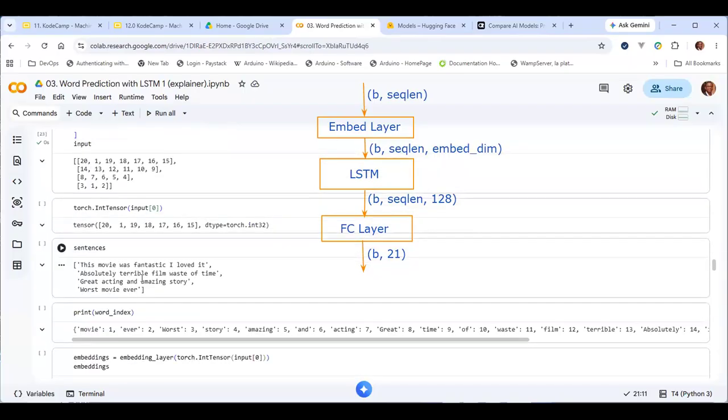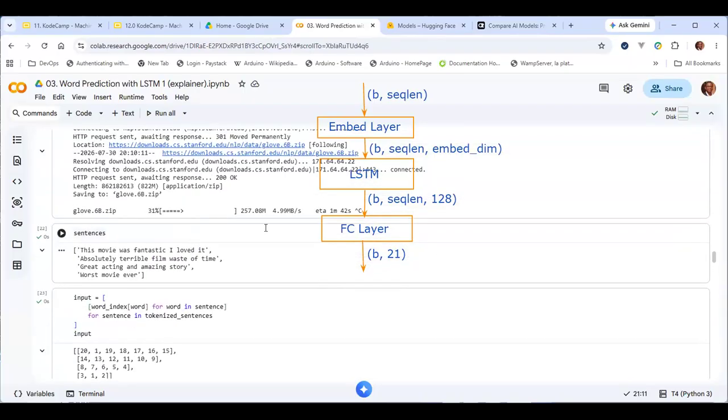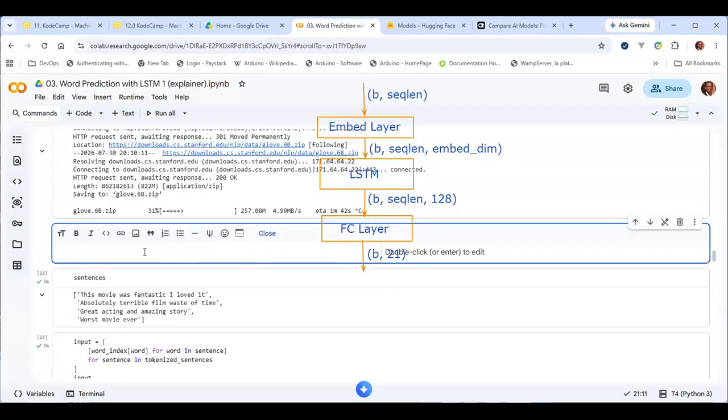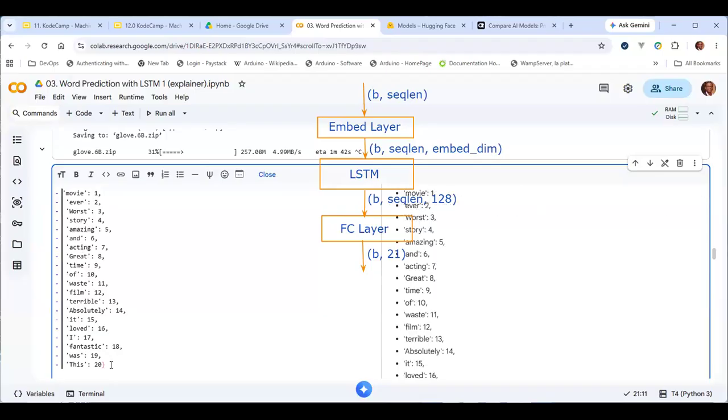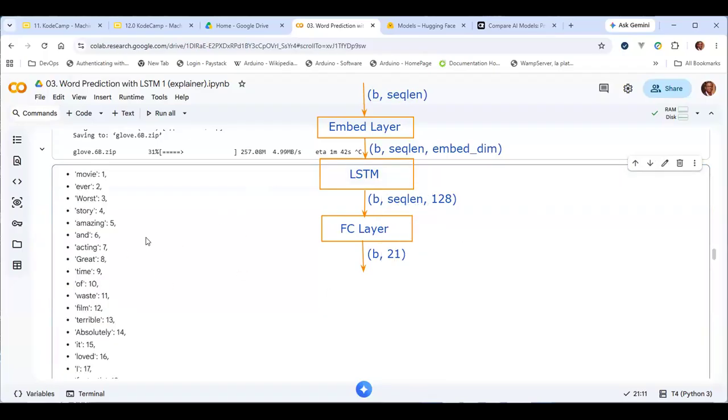Let me paste it here in a text block. Let me see if I can do this in a faster manner. Okay, so that will show us the vocabulary as a list. Yes, so you will see the numbers here.